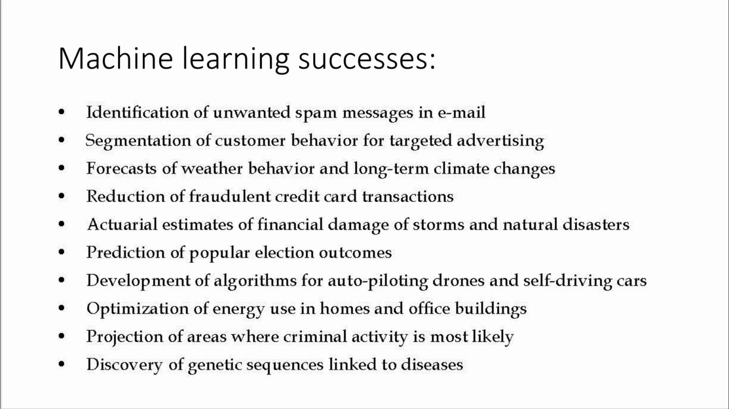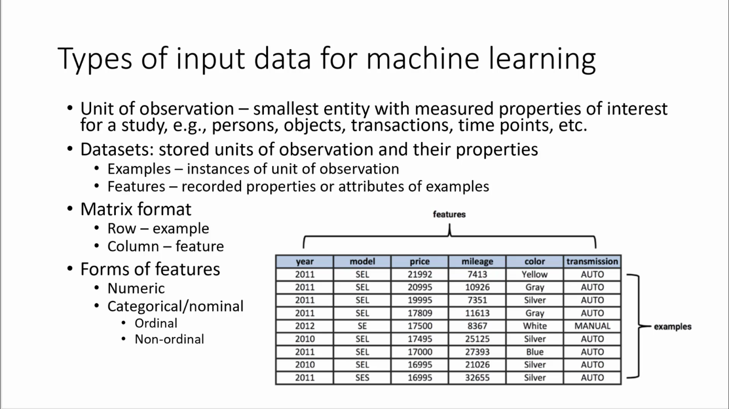Okay, so let's start from the basics of machine learning. First I want to talk about the input data. There are some terms, for example, unit of observation, feature, example, categorical, nominal, and ordinal. So what do they mean in machine learning?